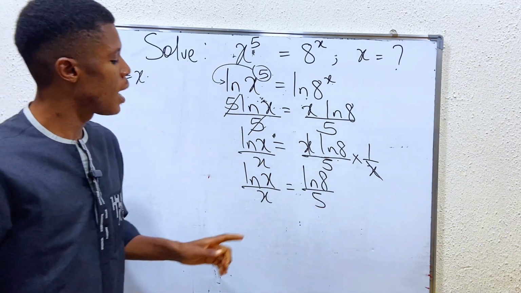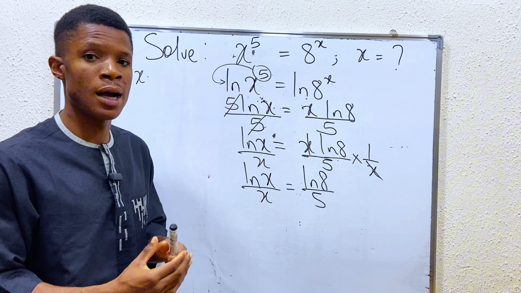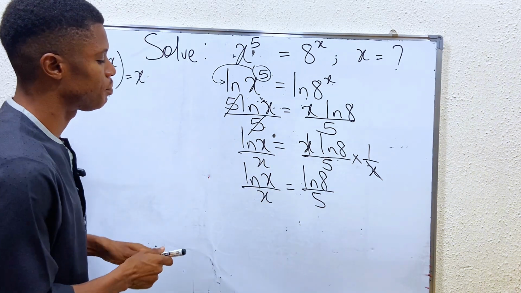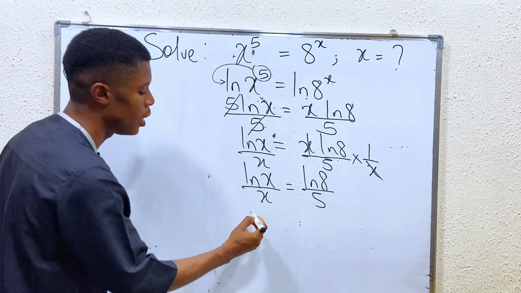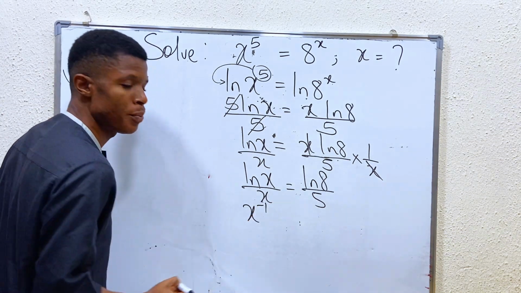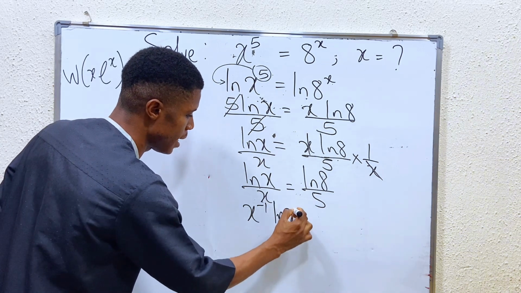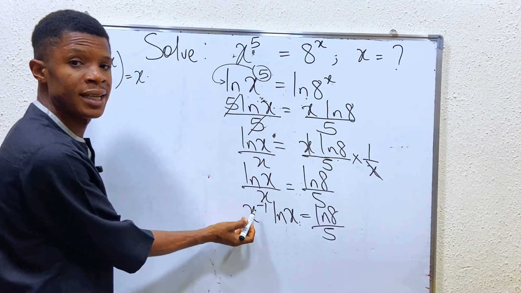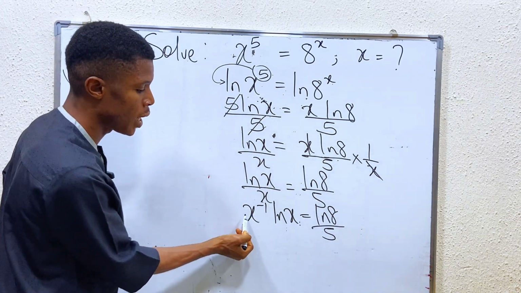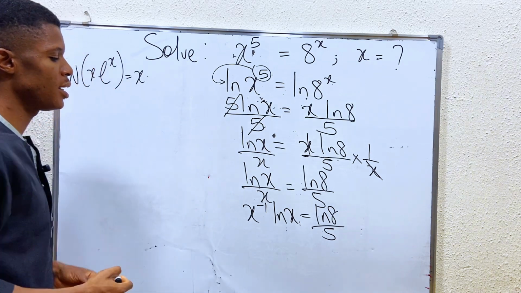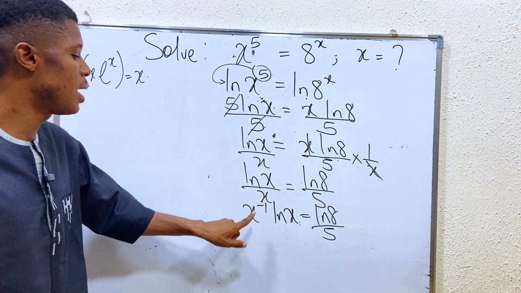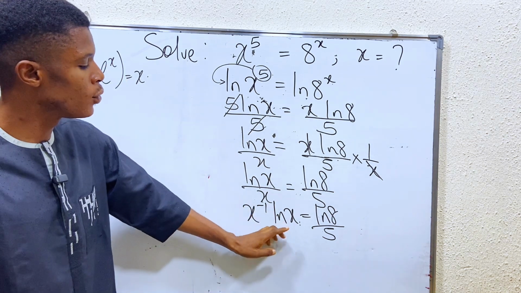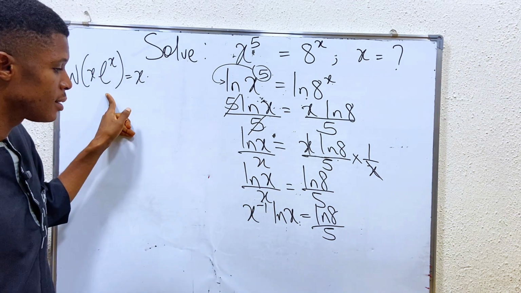Since we have this, we are going to do some initial manipulation to get the value of x. We can now write this as a negative power. That is, we have x^(-1) ln x = ln 8 over 5. The reason is that whenever we have a negative power, it's just 1 over, and that returns us to this. This is getting closer to our unique standard, x e^x. In this standard, we are lacking the exponent.